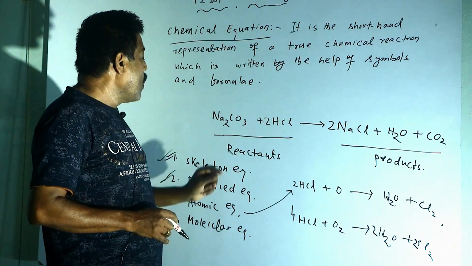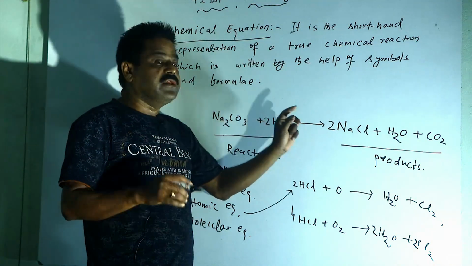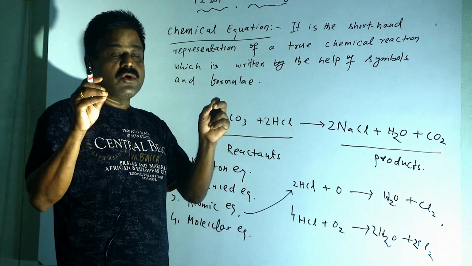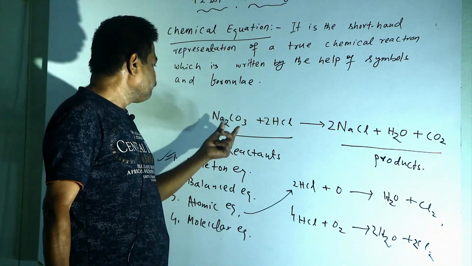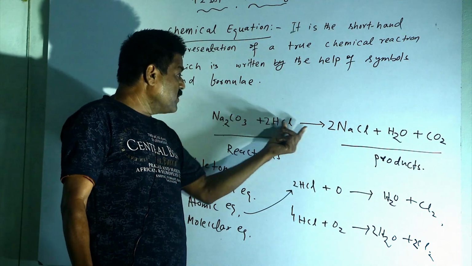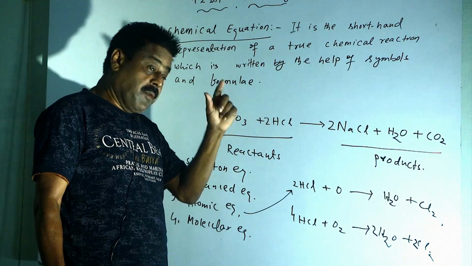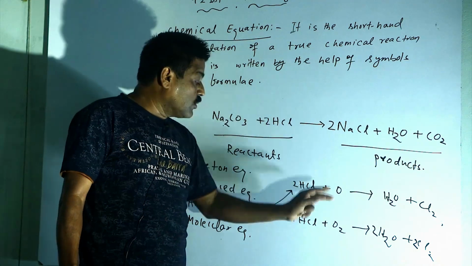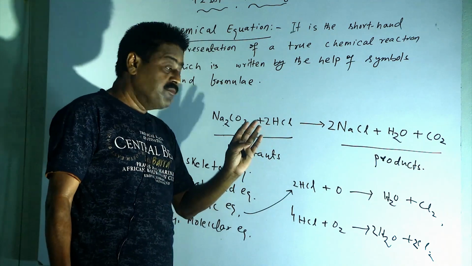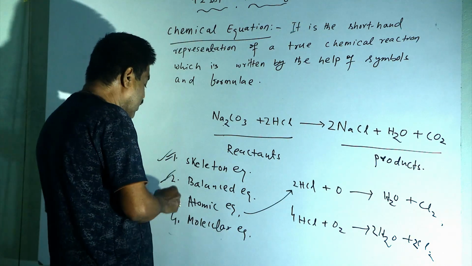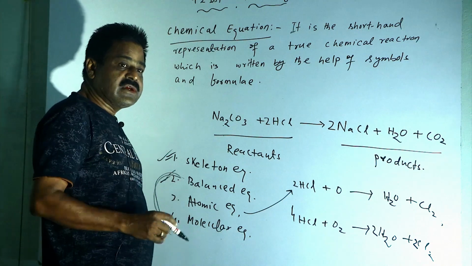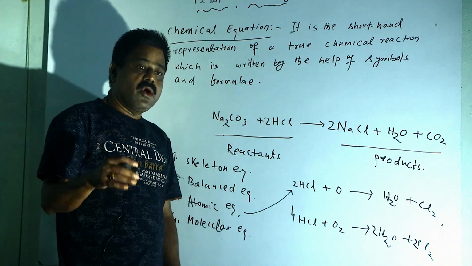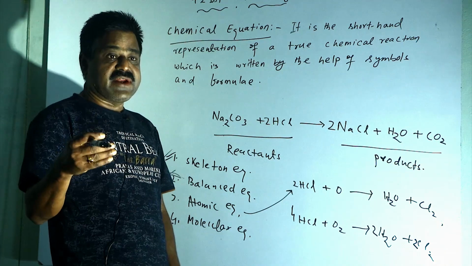Number 1. Number 2, all the reactants and products are written in their symbols and formulae. Number 3, that must be balanced. Number 4, that must be molecular. No atomic form is to be involved. Therefore, a balanced molecular equation has a number of importance in our chemistry or in chemical stoichiometric calculation.